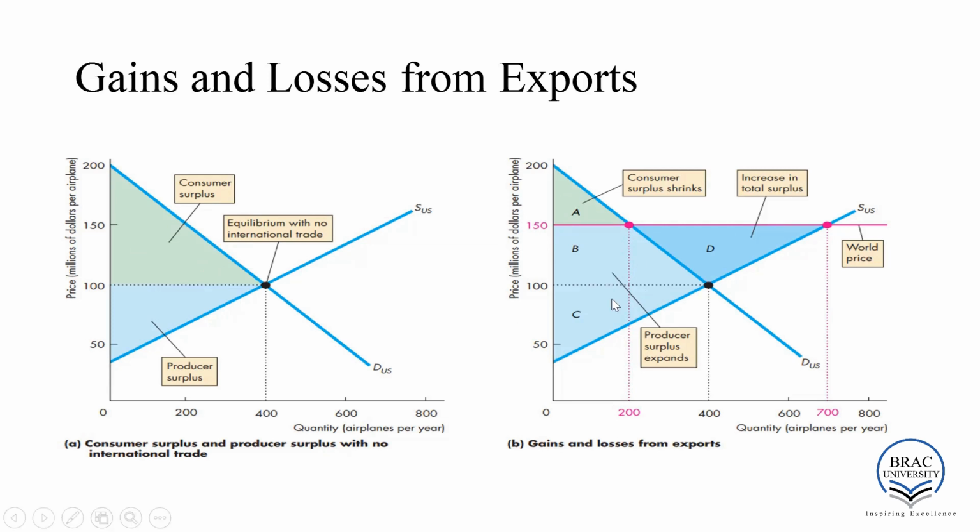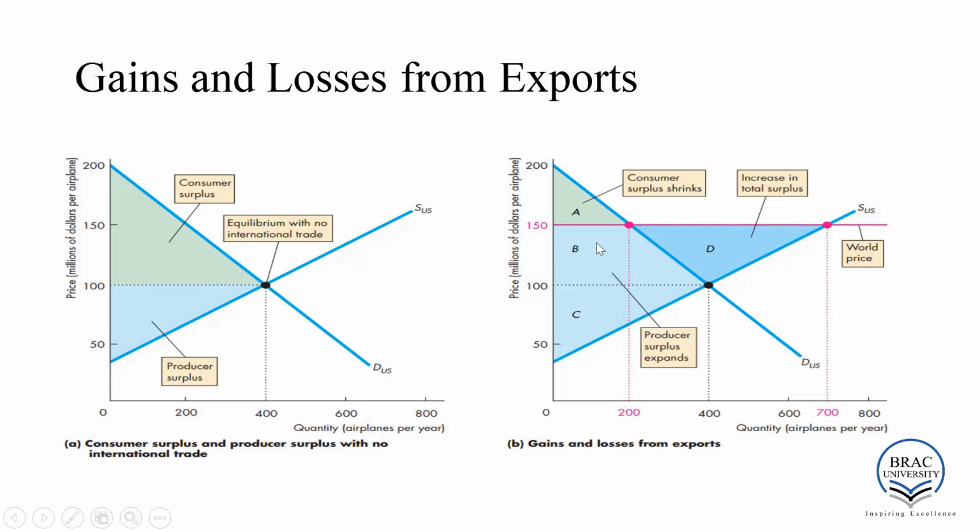Let's find that out. So we know how to find the producer surplus. It's the area above the supply curve and below the price. So this big triangle is the producer surplus, which is B plus C plus D. Okay, so here this area is much larger than this area, right? So we can already see that the producer surplus has expanded.